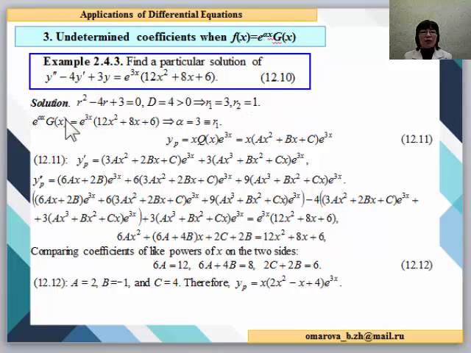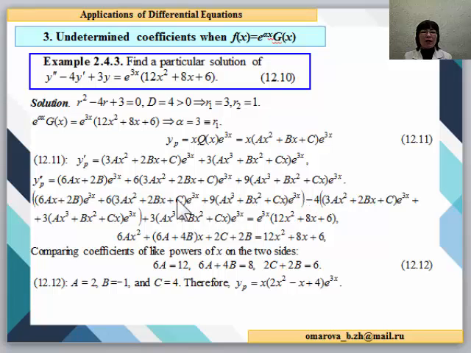Next, we compare the given function with this function. We see alpha is equal to 3 and it coincides with the first characteristic root. We look for a solution of the equation 12.10 in the form 12.11. We find the first derivative and the second derivative. Next, we know that y sub p is a particular solution of the equation 12.10. We then substitute this value into the given equation. Then we obtain the following equation.